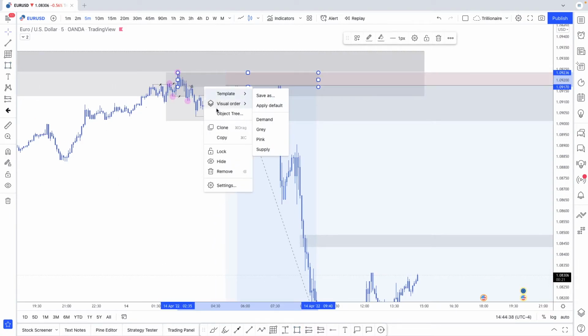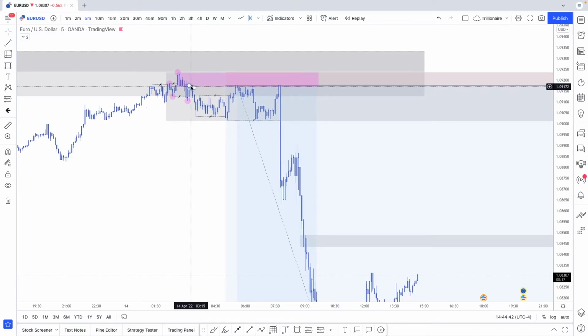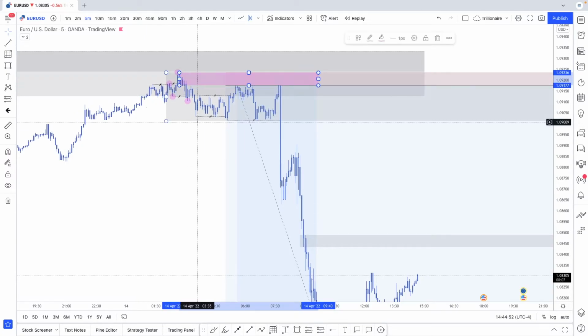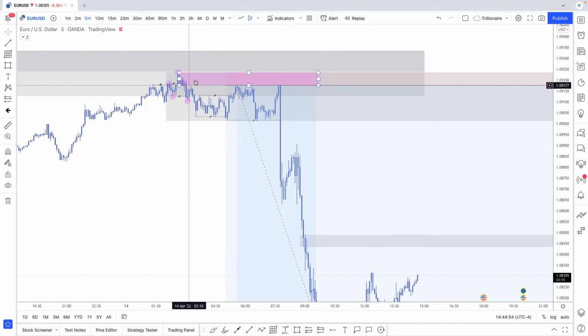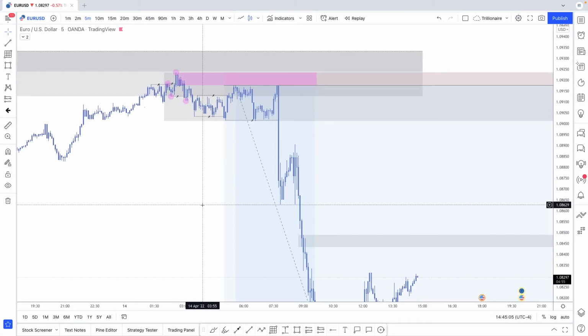Let's just change that color. Perfect, right? So we can see that price drops a little bit of inducement right here below this supply region. And I'm simply just using this candle here, from the open to the high, excuse me.